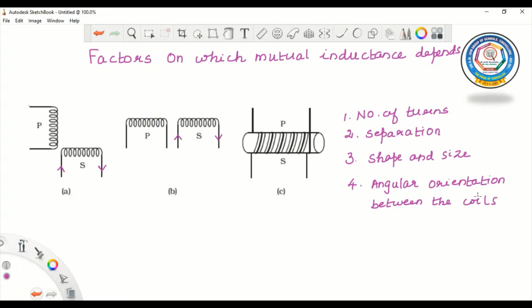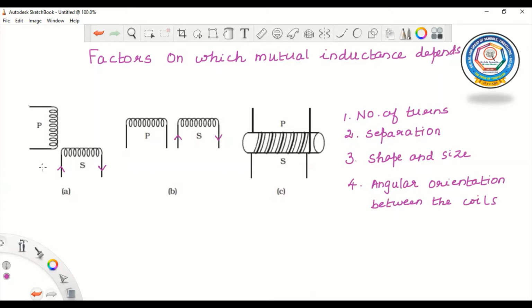So what are the factors on which mutual inductance depends? It depends on the number of turns of the coils. It depends on the relative separation between the two coils, then shape and size. Then the fourth one is the angular orientation between the coils.